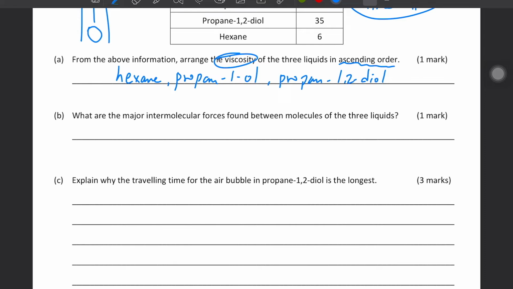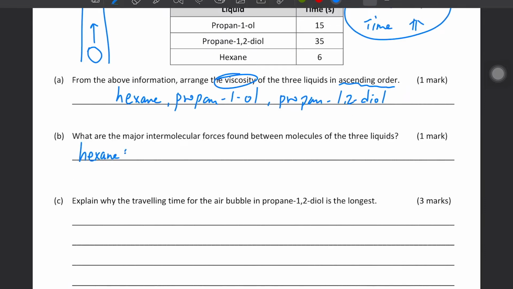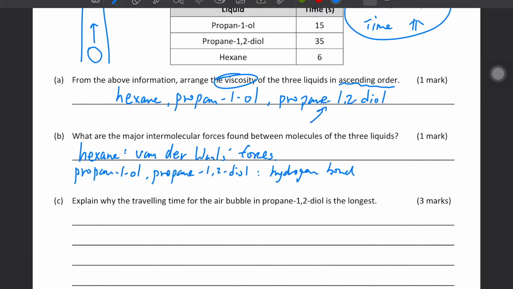So we need to write down every intermolecular force. For hexane, we got only weak van der Waals force. But for propane-1-ol and propane-1,2-diol, we got hydrogen bond. Oops, I made a mistake in here. It should be propane-1,2-diol. Don't forget.